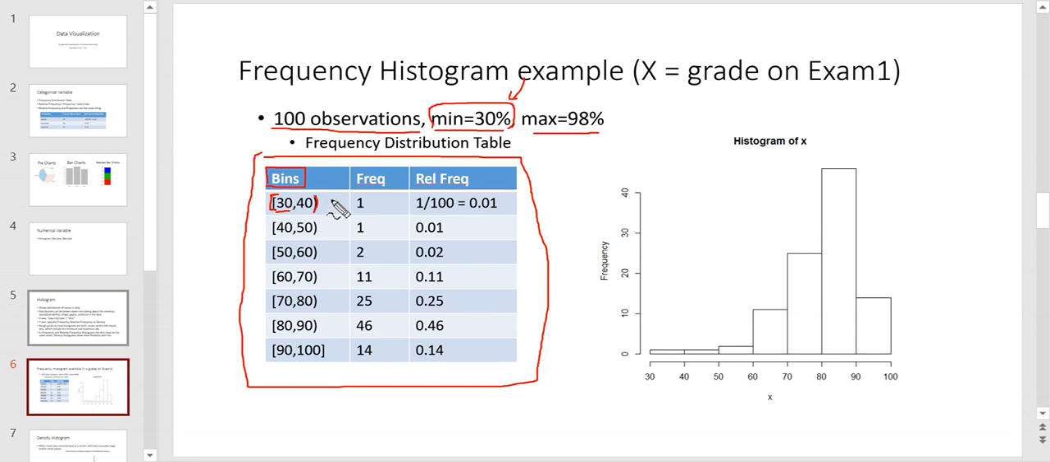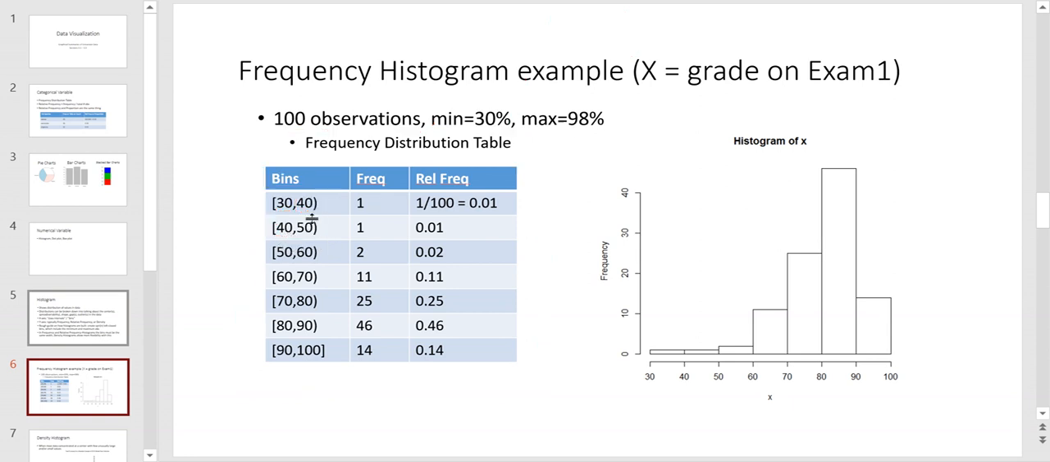Okay, so this is a little more technical as far as some of your math backgrounds. You may or may not have seen this. But generally, this is closed, this is open. So if I had a 40 here, it would not fall into this bin, but rather into this bin, because this is left closed.